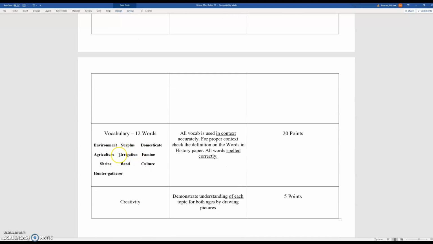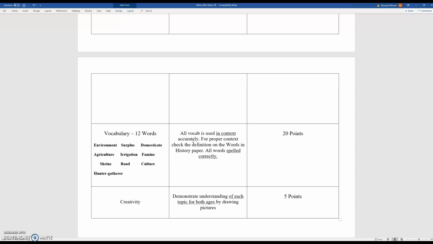Now, the thing to do here is to use the word in the proper place or with the proper topic. So when you use a word in history, you must use it in context, accurately, right? You just don't use the word domesticate.